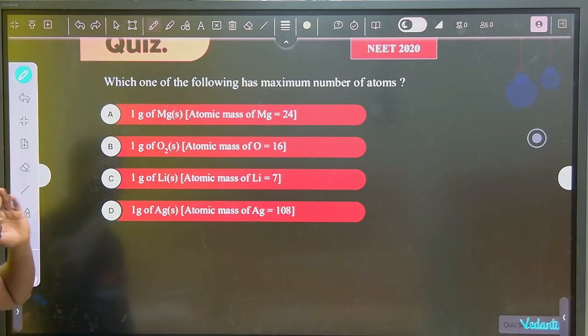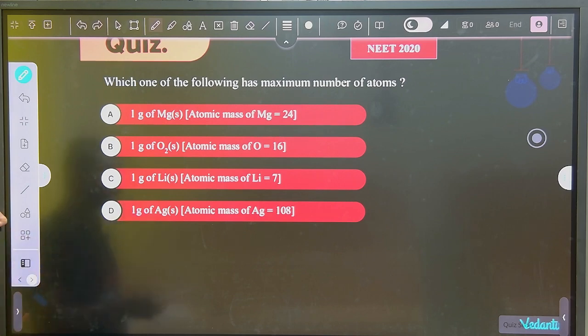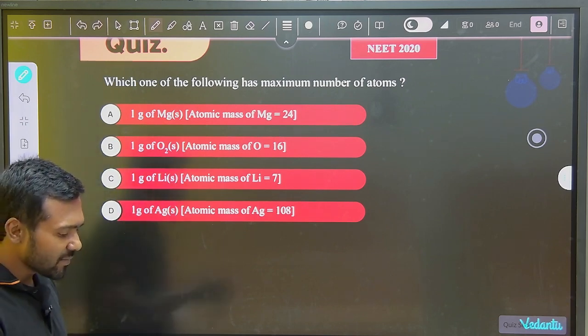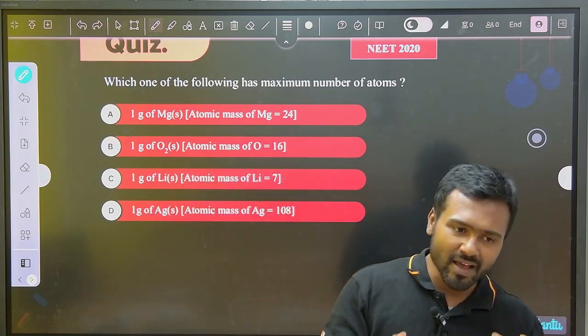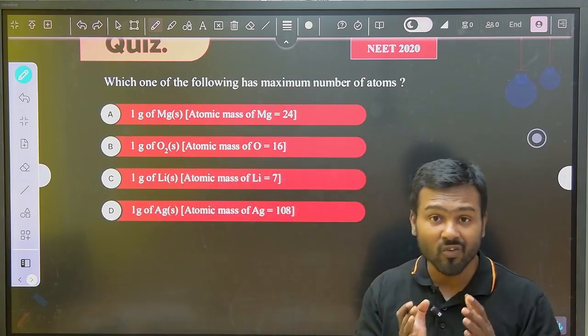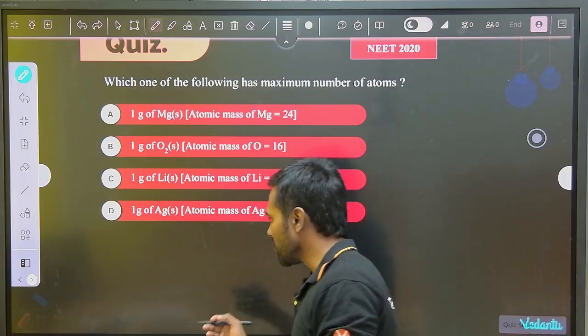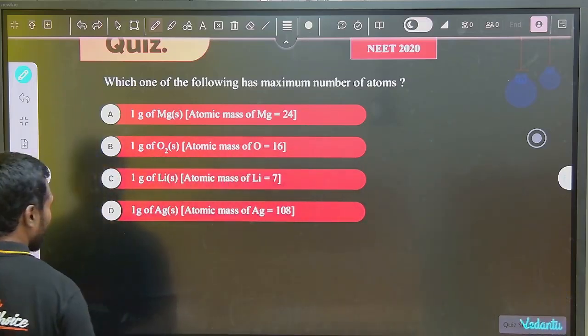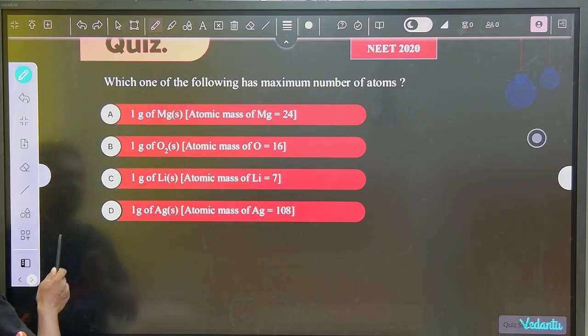This is a NEET 2020 question: which of the following has the maximum number of atoms? Maximum number of atoms means, as I said, number of atoms is equal to number of moles into Avogadro number into the number of atoms in one molecule, or one compound, or one ion. If you do this, you will get the answer. It is a simple one.